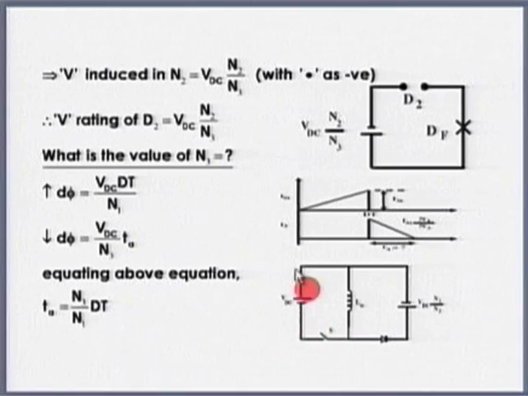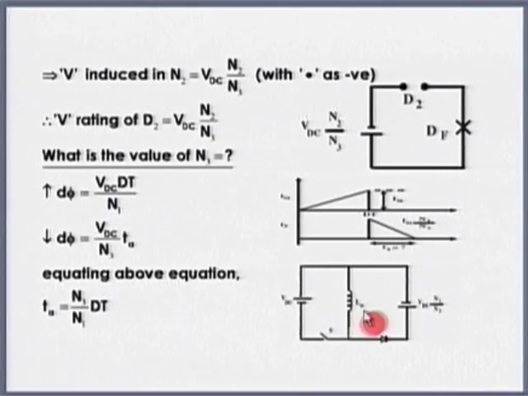When I close the switch, current in LM increases as the magnetizing current. When I open the switch, it flows through the source here. If N1 is equal to N3, it is the same voltage itself. So the increase in current should be equal to the decrease in current. LM is the same, source value is the same, so duration should be the same. If the off period is smaller than the on period, flux will saturate, the core will saturate.